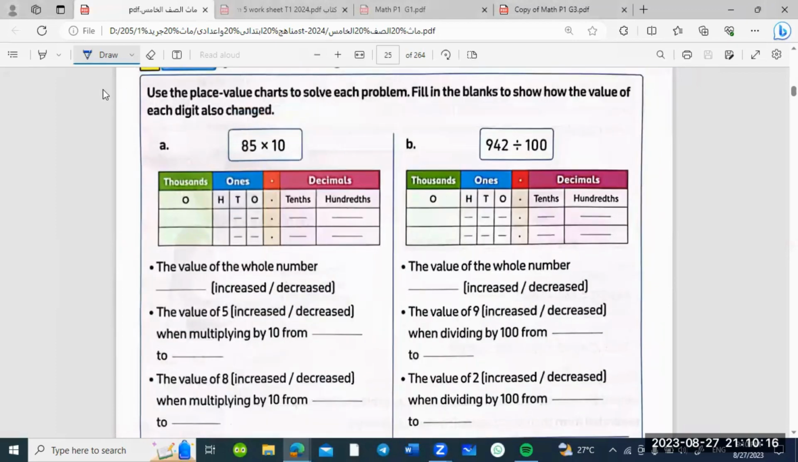Okay. Question, we will use the place value chart. As I said, the place value chart is very important in the first way, to use a place value chart to solve each problem. One is multiplying and the second is dividing. But dividing and multiplying by what? Dividing and multiplying by 1, by 10 or 100. So today, inshallah, I will teach you how to multiply by 10 or 100, how to divide any number, even if it's a decimal, by 10 or 100.